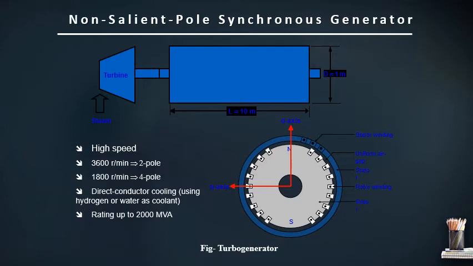You can see the diagram of the turbo generator. Turbo generators are used in a steam power plant because the speed of the turbine is higher compared to a hydropower plant.